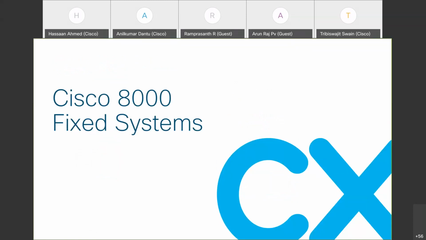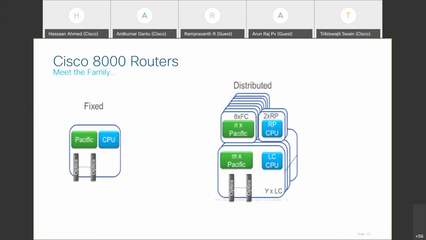Okay. So before we get into details of each of the fixed and the distributed systems, any questions up till now?